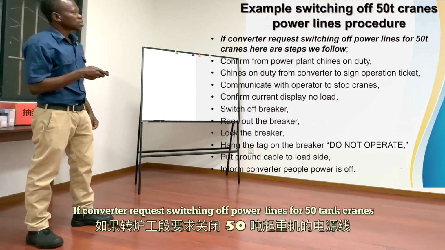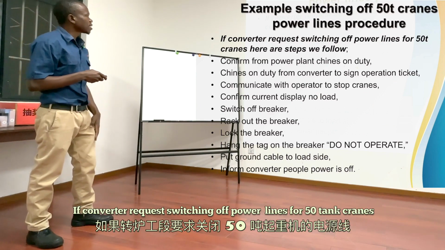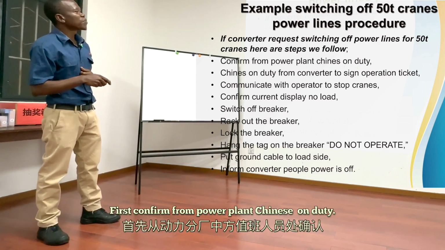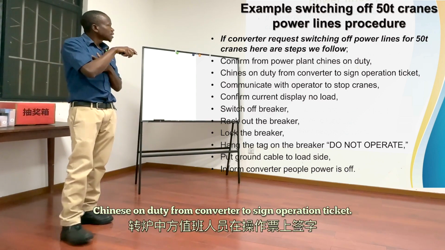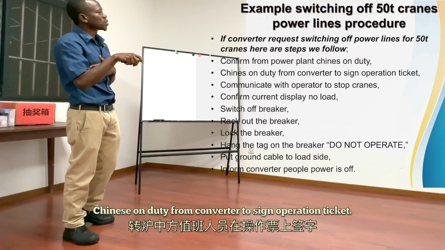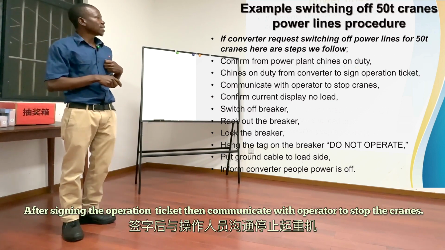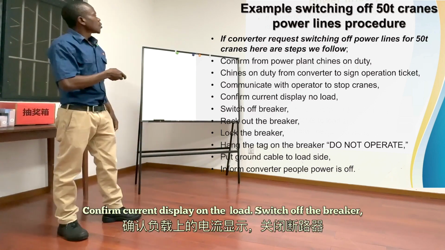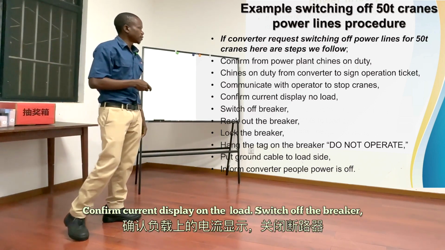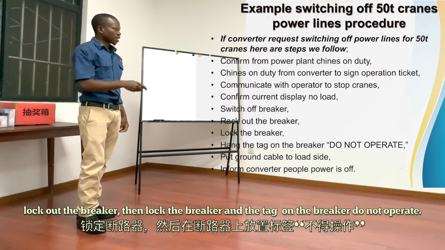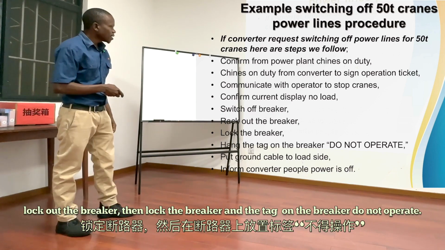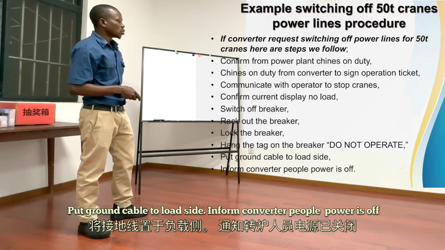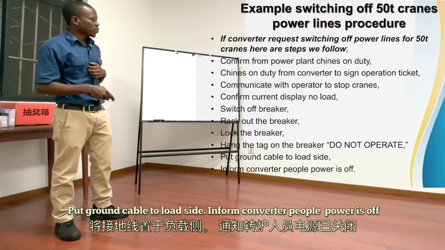If the converter requests switching off power lines for 50-ton cranes, here are the steps we follow. First, confirm from the Chinese power plant person on duty. Chinese on duty from the converter signs the operation ticket. After signing the operation ticket, communicate with the operator to stop the cranes. Confirm current display on the road. Switch off the breaker, lock out the breaker, then lock the breaker. Hang the tag on the breaker: do not operate. Put ground cable to roadside. Inform converter people power is off.